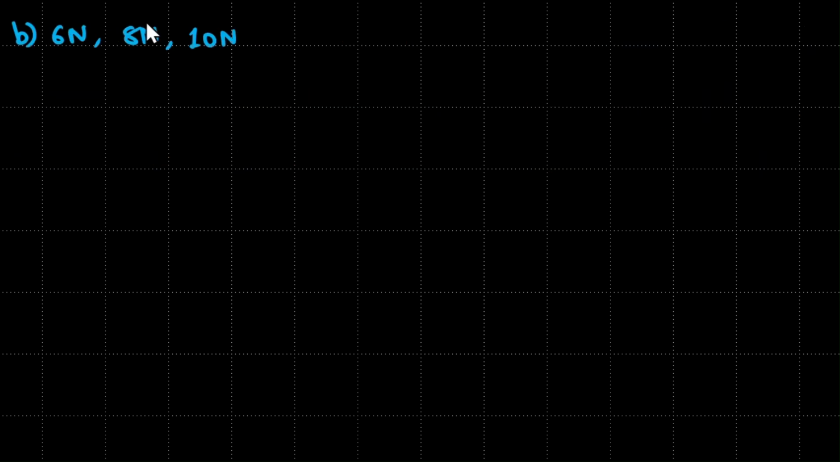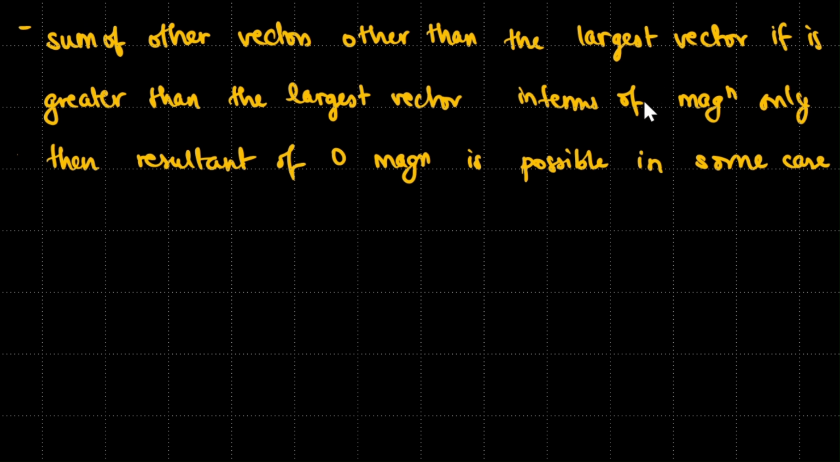So 6 plus 8 is, let's do some quick math. What is 6 plus 8? 6 plus 6 is 12, so you add 2, that will be 14, and 14 is greater than 10, which means there is a possible case where the resultant is 0.